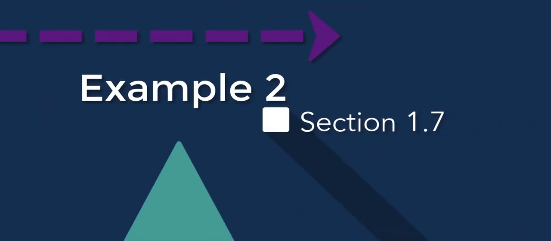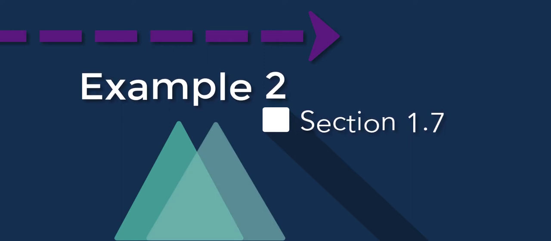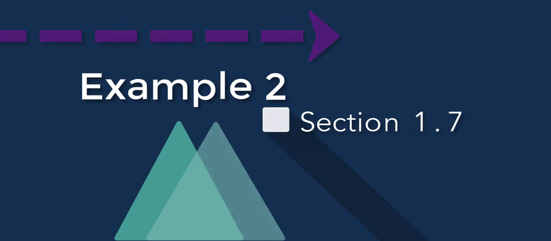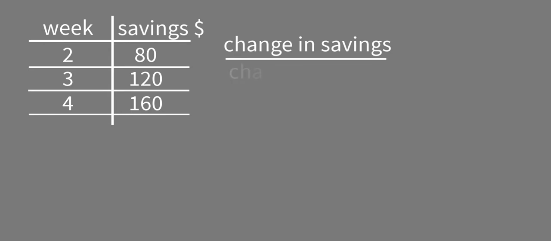In example two, we're given a table that shows the amount of money that Hannah saved each week over the past month. And we're asked to find the constant rate of change for money saved per week. So again, we can look at any two values. We're looking for the change in savings over the change in weeks. So that is going to equal, we can pick any two.